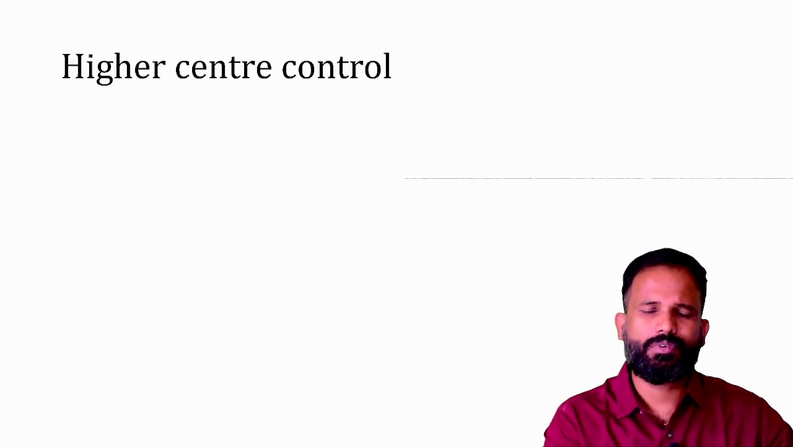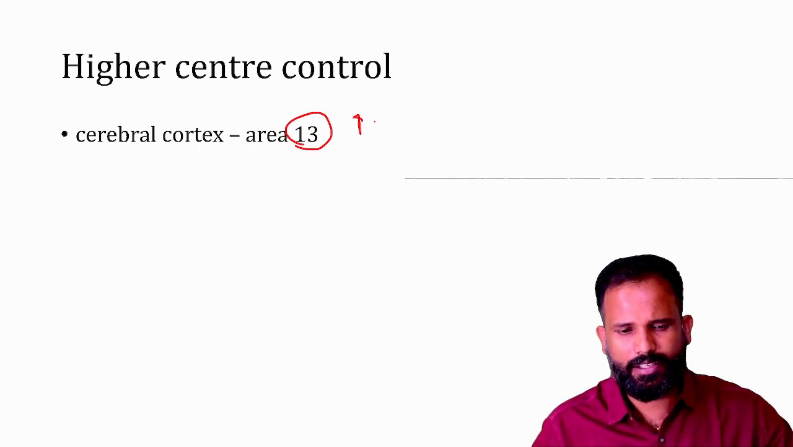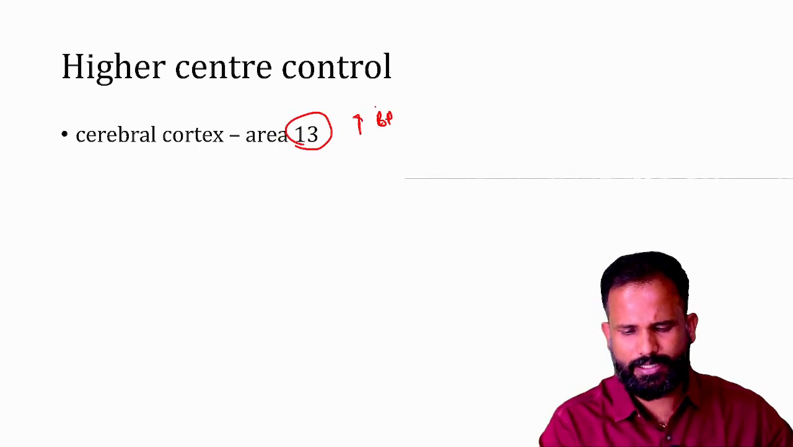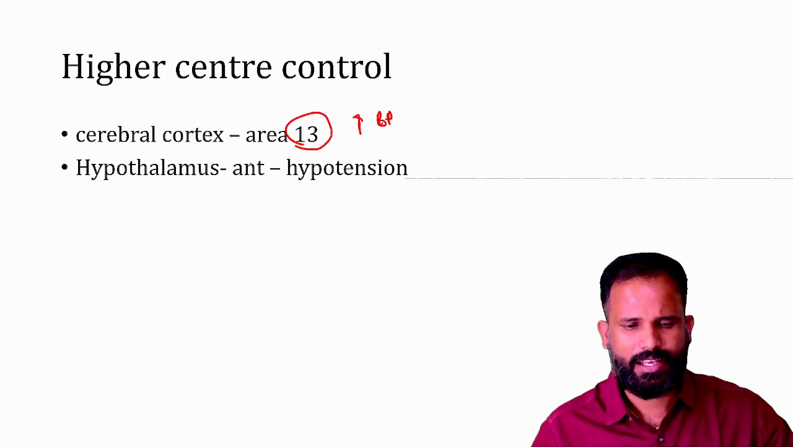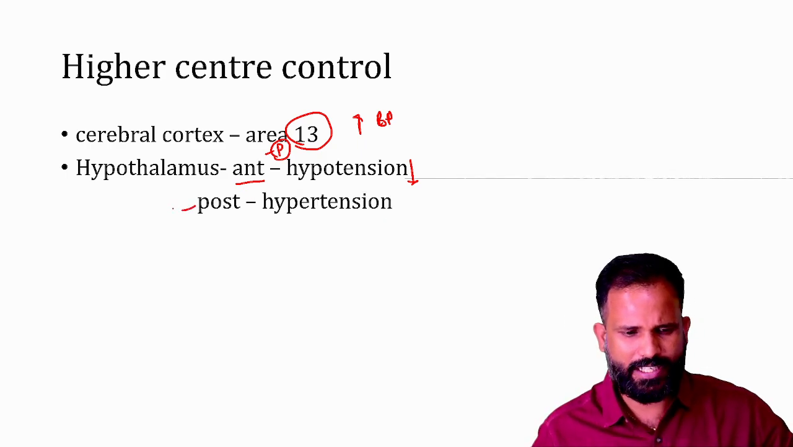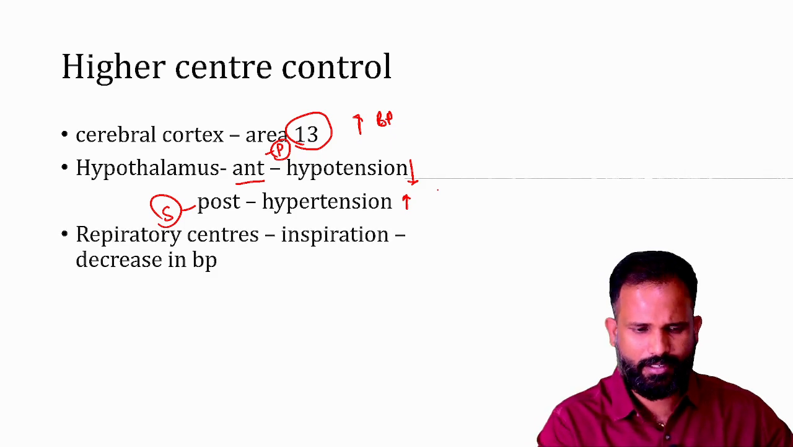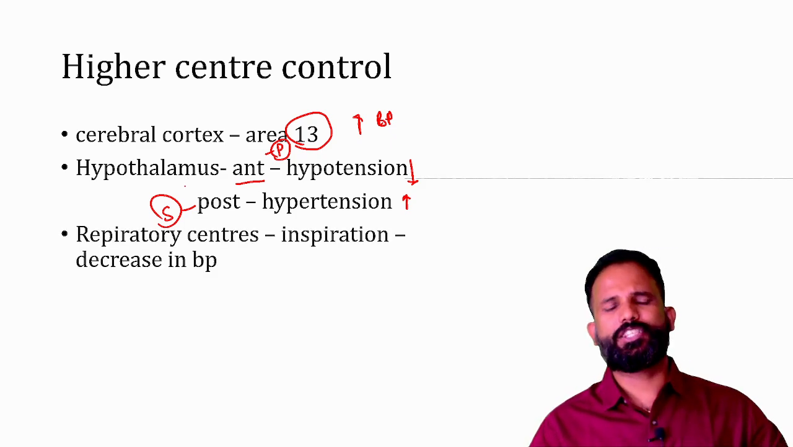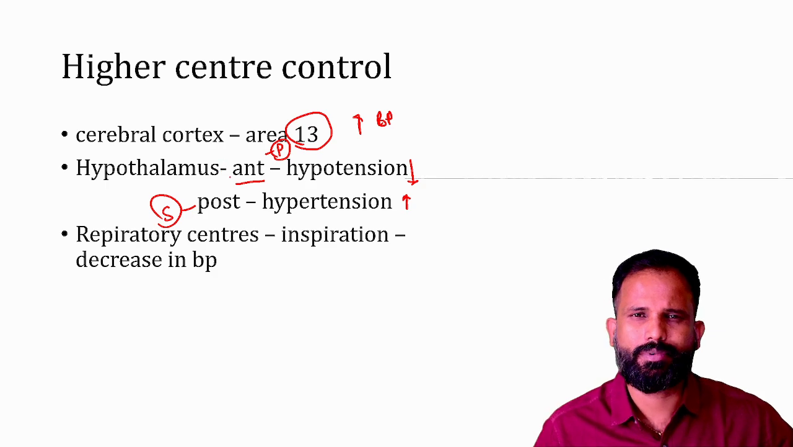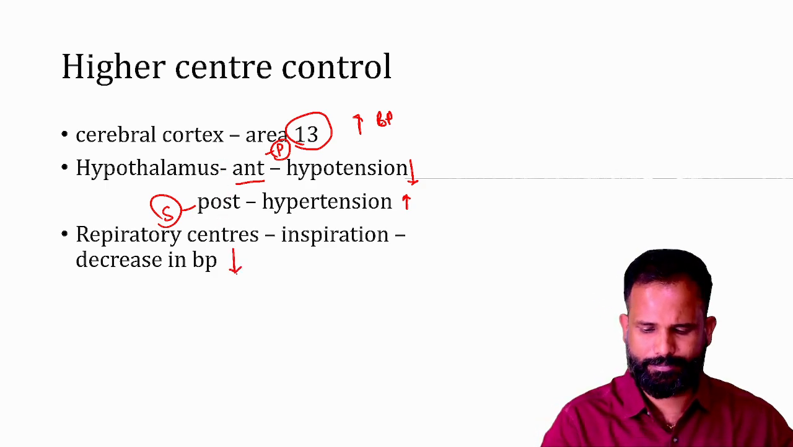And also activation of cerebral cortex area 13 increases the BP, and hypothalamus anterior is similar to parasympathetic, causes decrease in BP, or posterior similar to sympathetic, causes increase in BP. And during inspiration, due to the leakage of information from the respiratory centers, there occurs fall in BP.